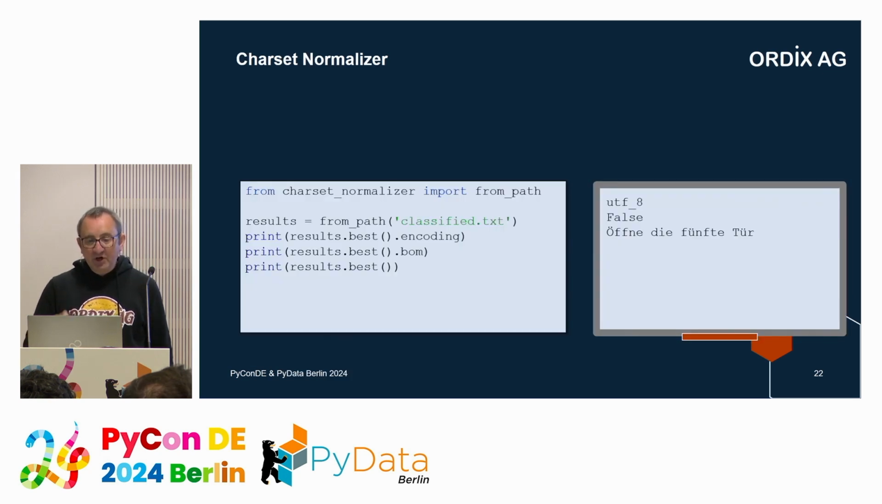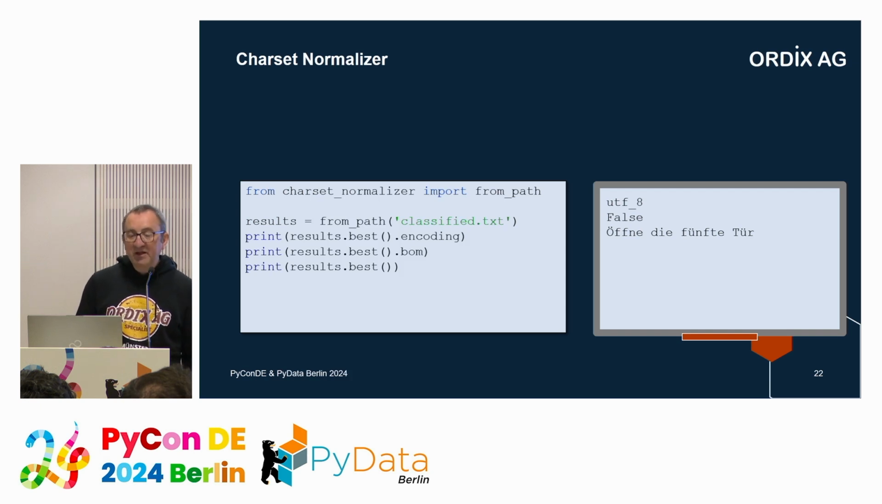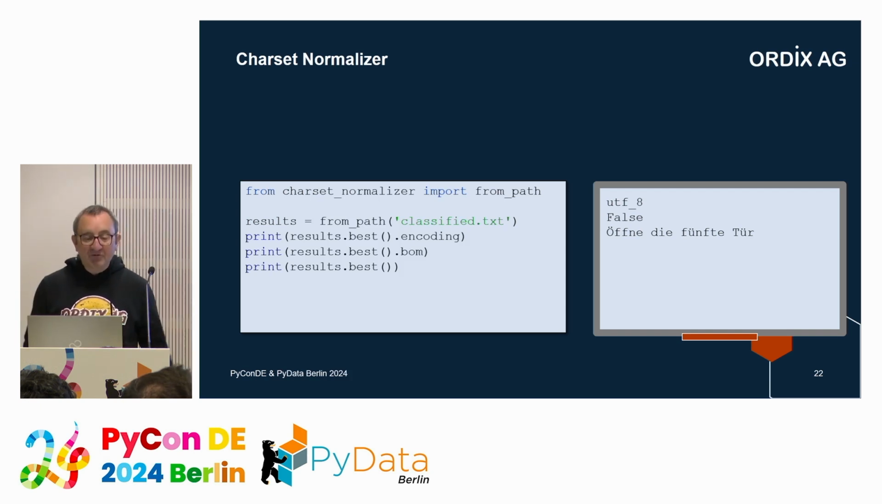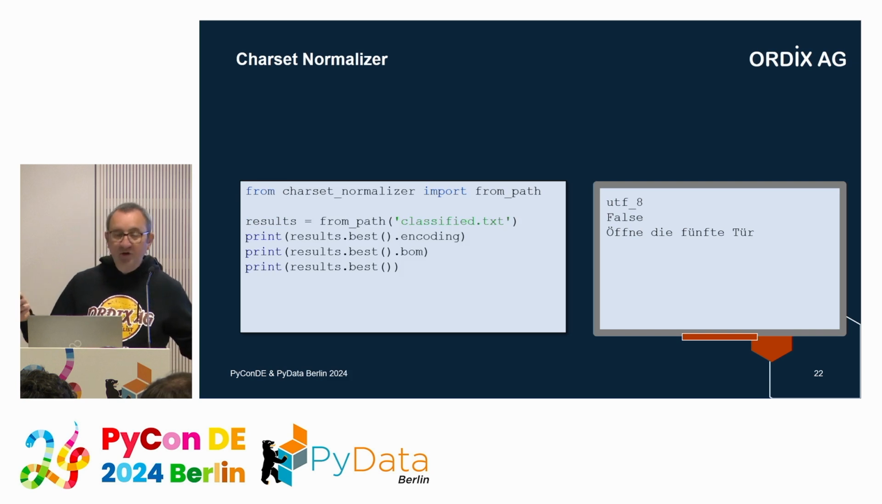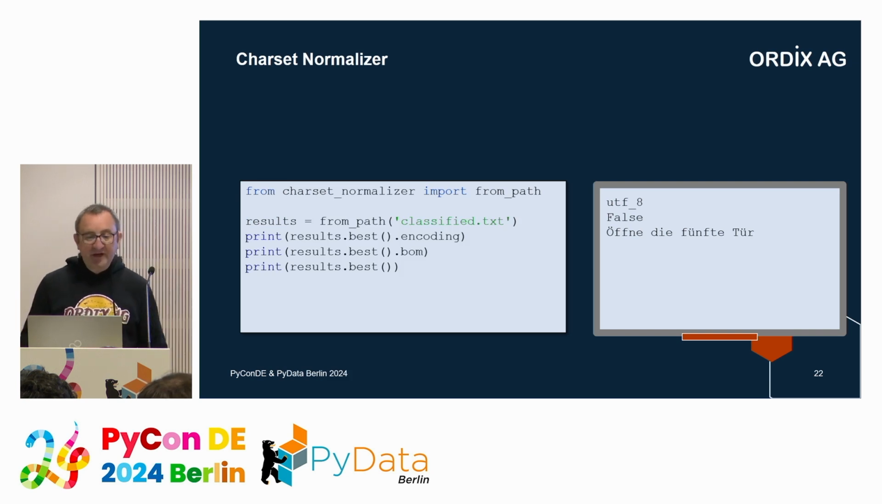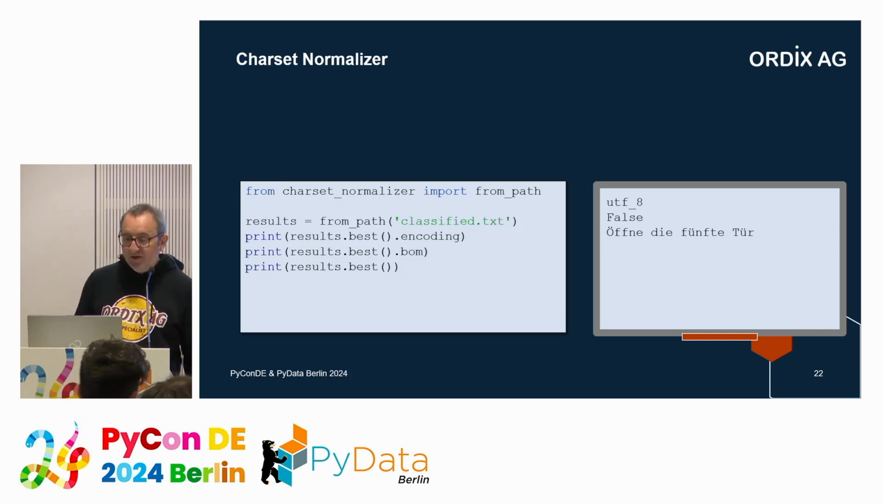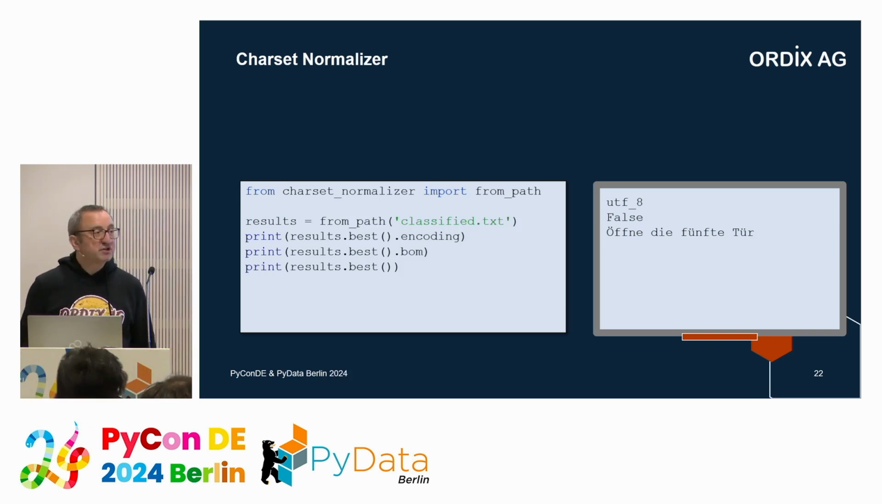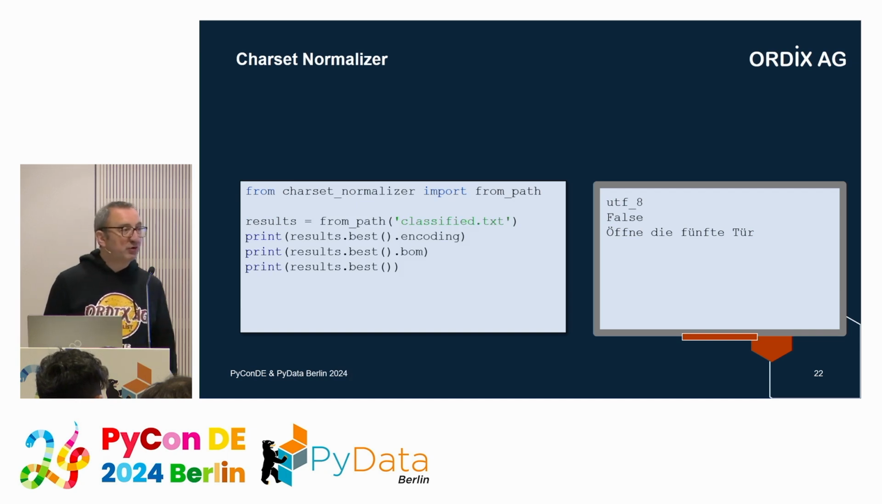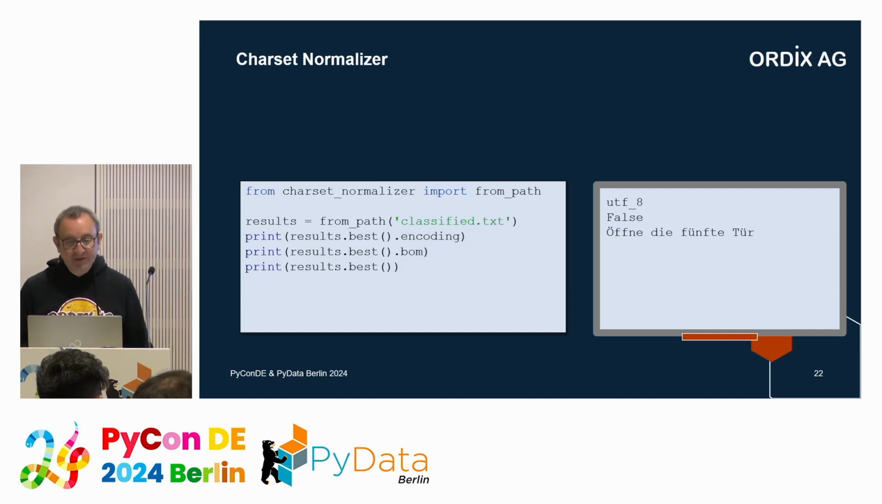And if you read a file with from_path from the charset normalizer, you get several matches, and there's also a best function for the probably best encoding. And you get a lot of information about what the encoding is, it's UTF-8, what languages are inside, is there a BOM, a byte order mark, which tries to solve this struggle in the file. And the string representation is a text like this: one opens the 5th door, and luckily you will free your friend.